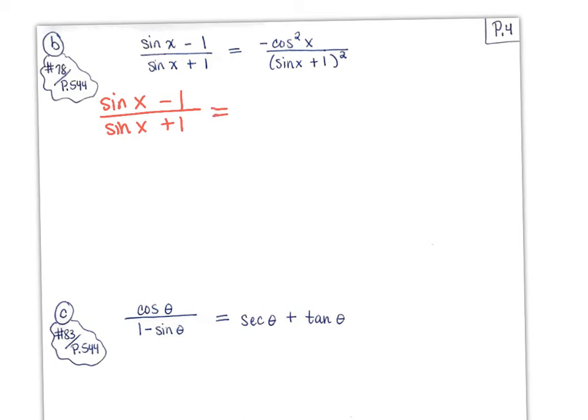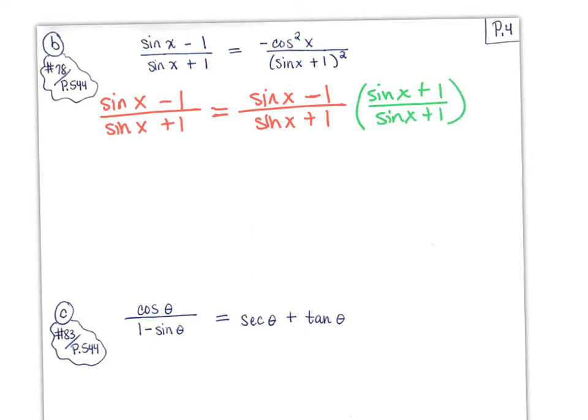That's going to be equal to sine x minus 1 over sine x plus 1. But we said we're going to multiply by sine x plus 1 because we see this sine x plus 1 quantity squared in the denominator. So that gives us a clue to multiply by that. But we can't change the problem, so we have to multiply by that in the form of 1. So notice that we're just multiplying by 1 in the form of sine x plus 1 divided by sine x plus 1. Does that make sense so far? What questions do you have?